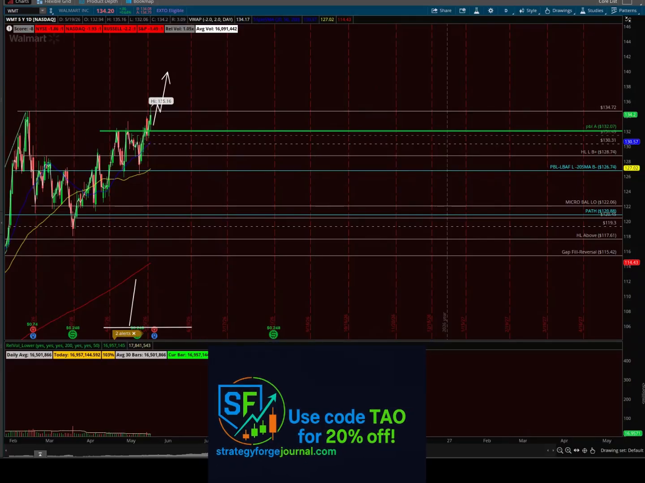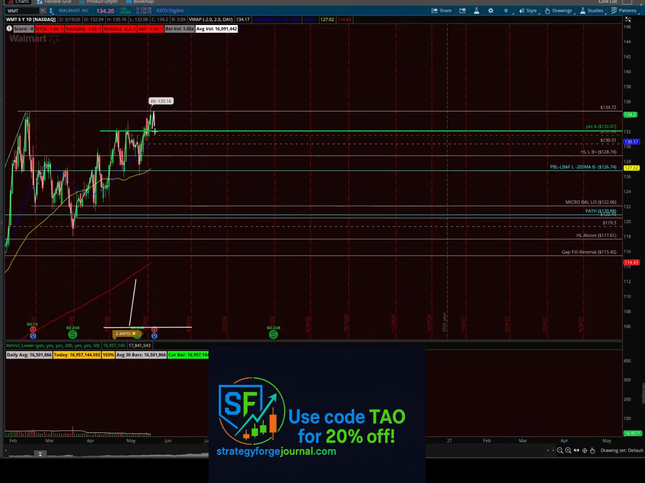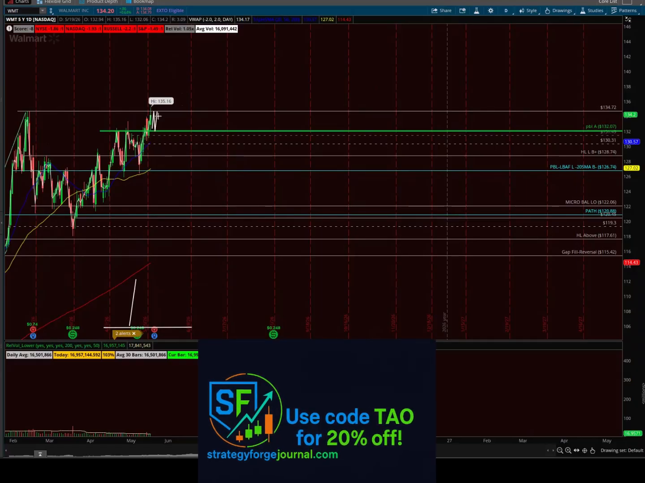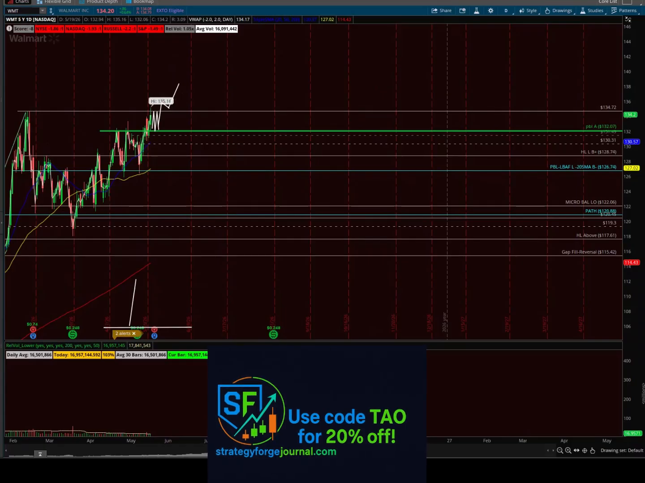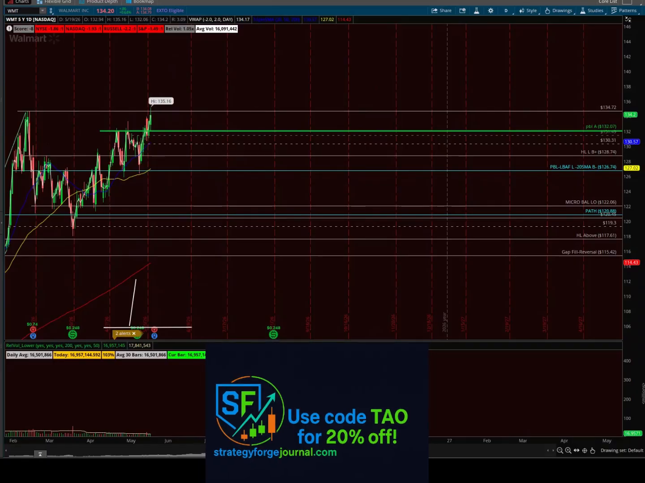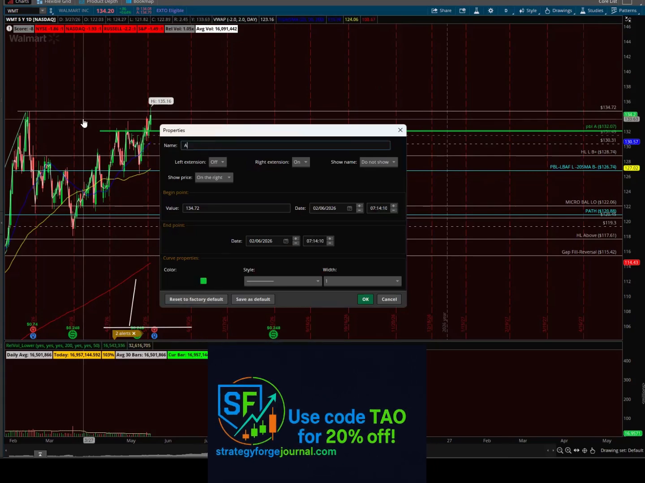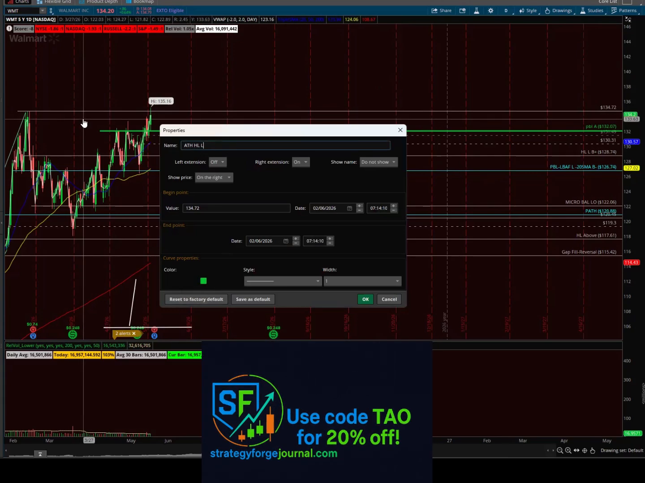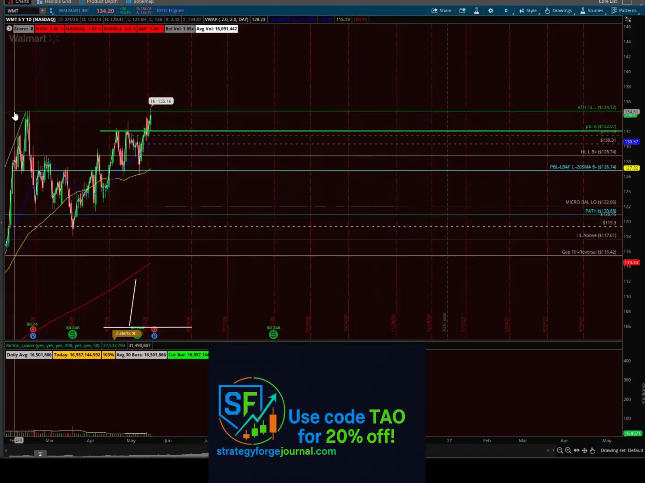I think that's a very fair trade to be looking for going forward. If we get some days of consolidation before that happens, I think that only makes the trade better when it does happen. It gets more people looking at it, more people waiting for the break. So I think that's a pretty decent trade idea going forward. And let me mark it and set an alert.